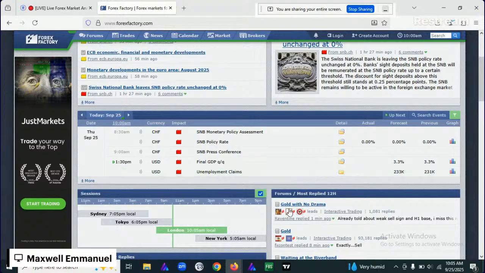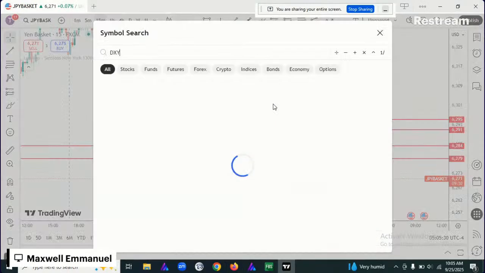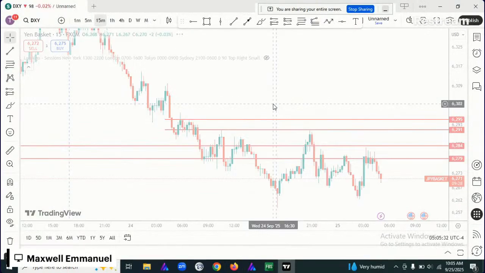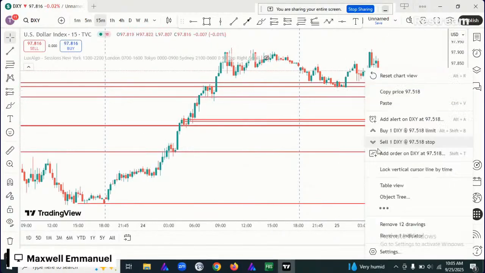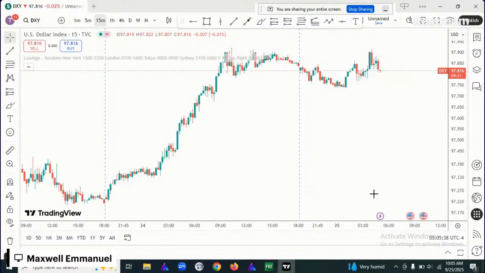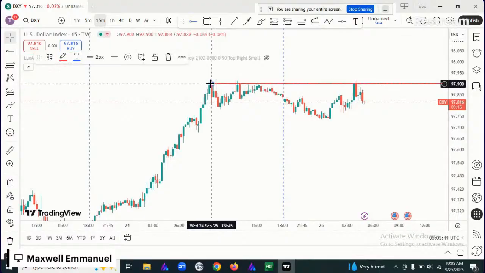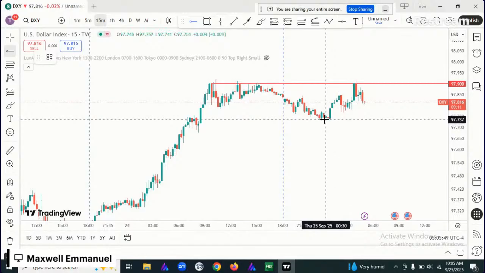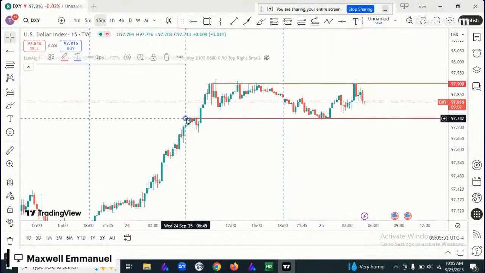Okay, so let's go to the charts. Start by looking at DXY. DXY has been bullish for some days now. And see, DXY has been in a range since yesterday, I think from 6 p.m. Nigerian time. You can see this is the range on DXY.